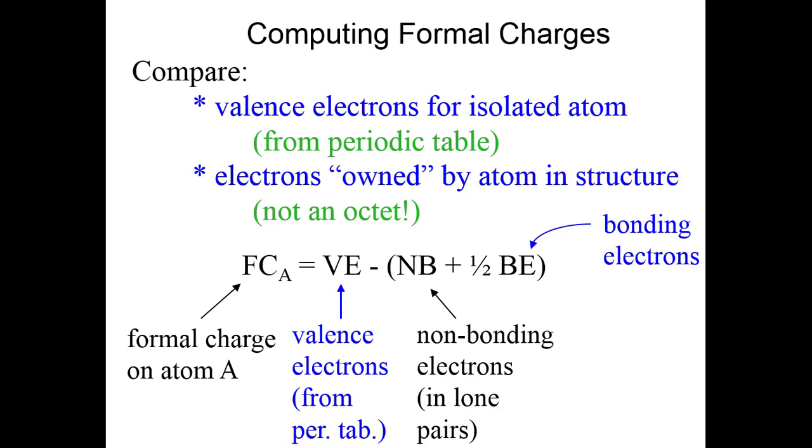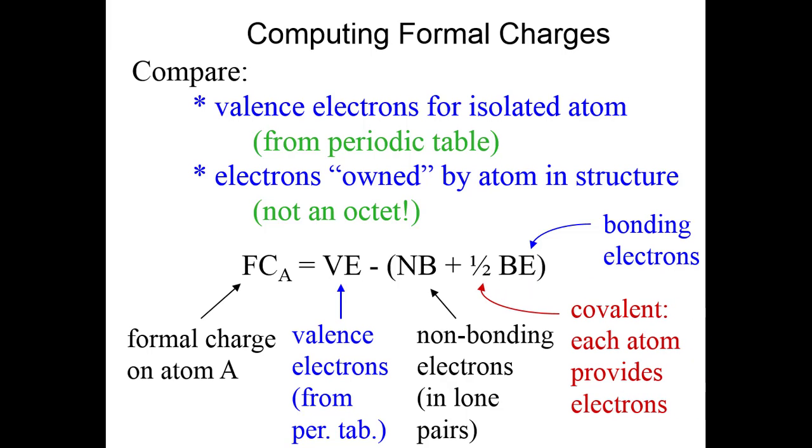Notice the 1/2 in front of Be. We assume these bonds to be covalent. In other words, one electron in each shared pair belongs to one atom, while the other electron belongs to the other atom. Each atom owns half of the electrons it shares with its neighbors. The number in parentheses in the equation gives the number of electrons owned by that atom.